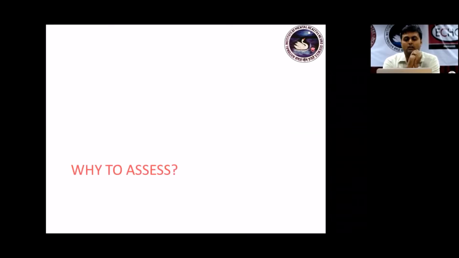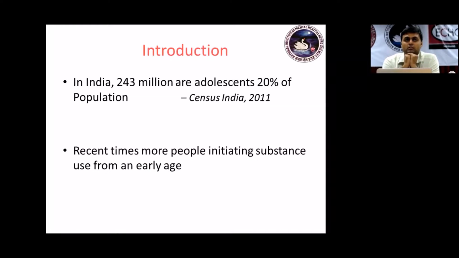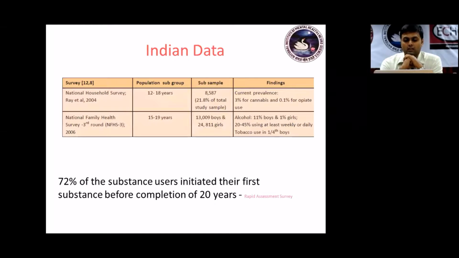Why to assess? In India, 20% of our population belongs to the adolescent age group of less than 18. This is according to the Census India. And recently, there are a lot of reports from newspapers and other publishers that there is a lot of increase in substance use in the community, and also it is happening more and more at an early age as such. Unfortunately, we don't have much data from the national assessments as such.